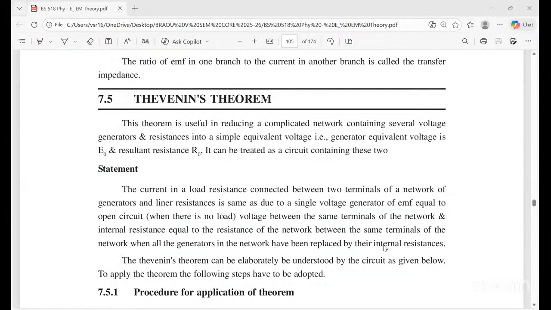Next, Thevenin theorem, the most important theorem. The current in a load resistance which is connected between two terminals of a network of generators and linear resistances is the same as due to a single voltage generator with EMF equal to the open circuit voltage, that means there is no load resistance, between the same terminals of the network, and internal resistance equal to the resistance of the network between the same terminals when all generators in the network have been replaced by their internal resistances. That you can call the Thevenin theorem.